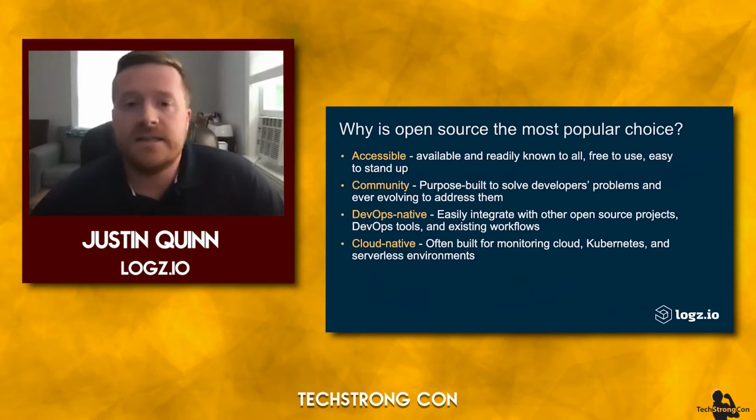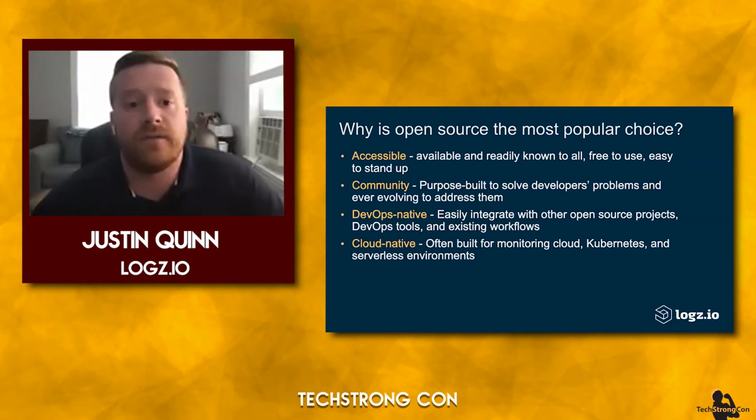So why is open source the most popular choice here? There's a few different reasons. Open source tools are accessible. Open source tools like the ones we just looked at are free and available for anyone to use. Engineers are also typically already familiar with these open source tools, which reduces the learning curve. So as an organization, if you hire a new engineer, they're almost immediately able to come in and start using the open source tools that are being used in your environment.